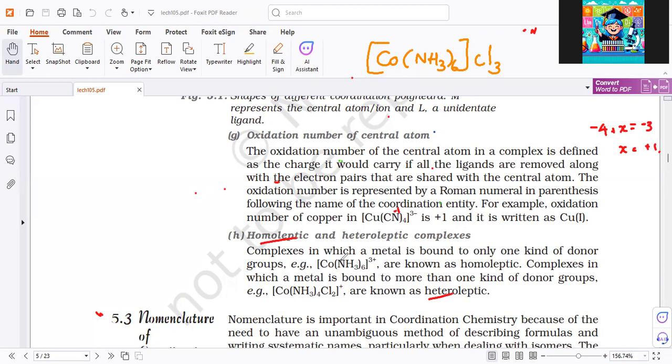Lepticity is about the identity of the ligand. If a single type of ligand is there, such complexes are known as homoleptic complexes. If more than one kind of ligand is attached to the metal atom, they are known as heteroleptic complexes.